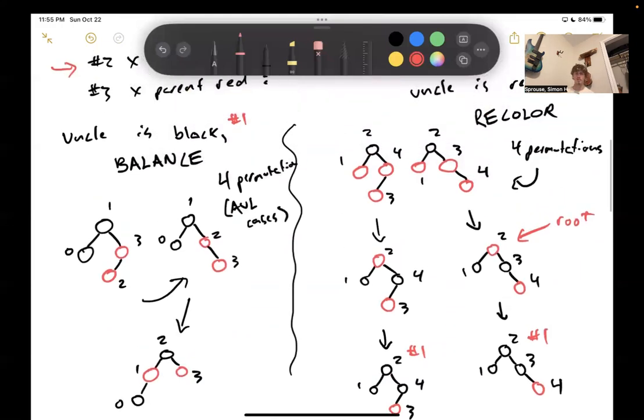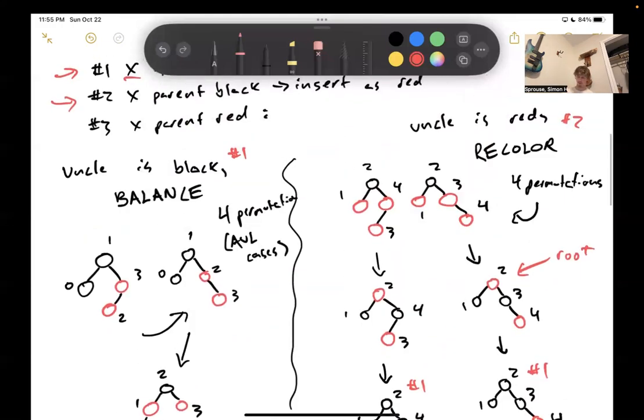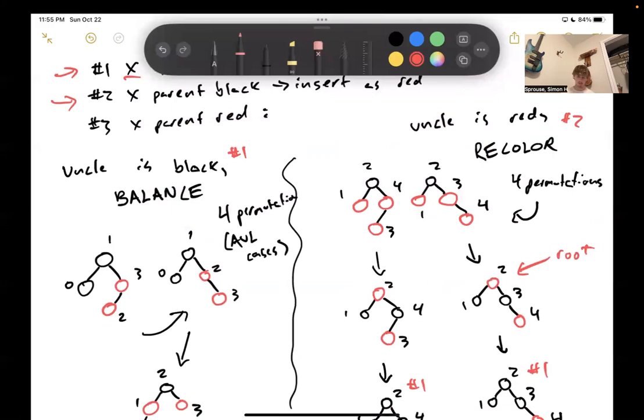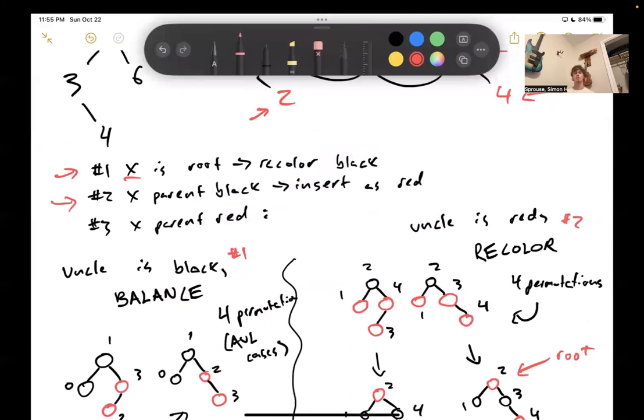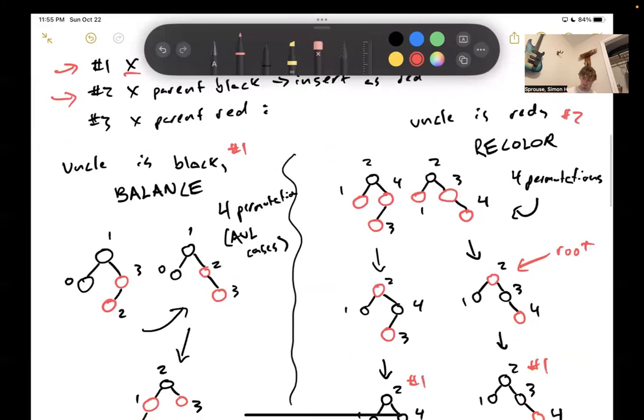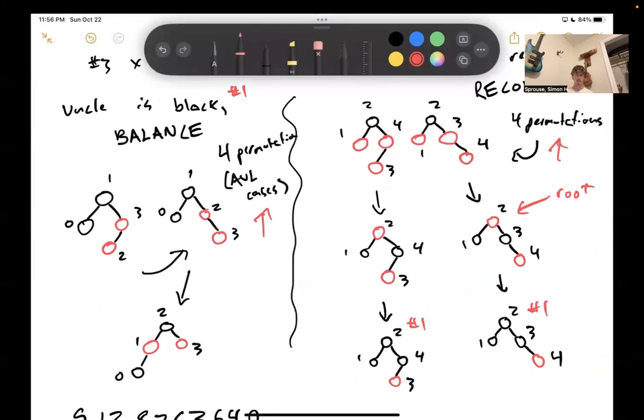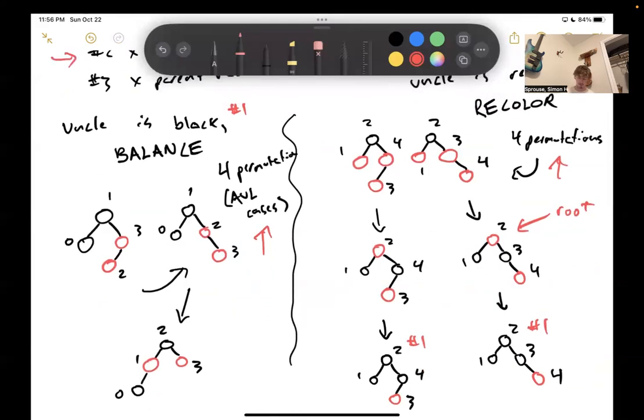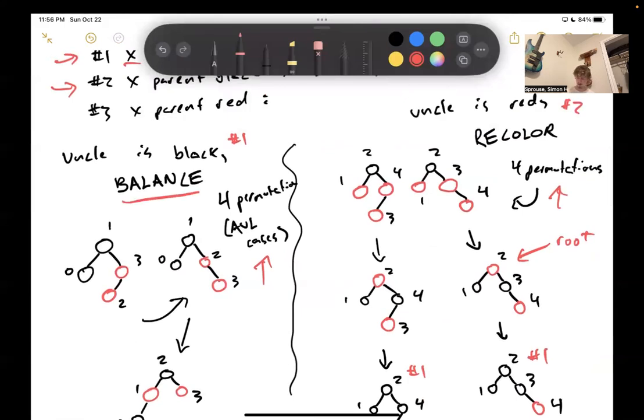So if I lost you, I'm so sorry. I know it's a lot of nitpicky stuff. If you look on the internet, different people, different resources are going to give you different ways of remembering these things. They're going to count these things differently. If you want to be really intellectually honest and complete with yourself, technically there's 10 cases. This is one case, this is kind of one case, and this is kind of 4 cases, and this is kind of 4 cases. So again, we're going to be referencing this, but as a rule of thumb, just think black uncle, you've got to balance; red uncle, you've got to recolor.